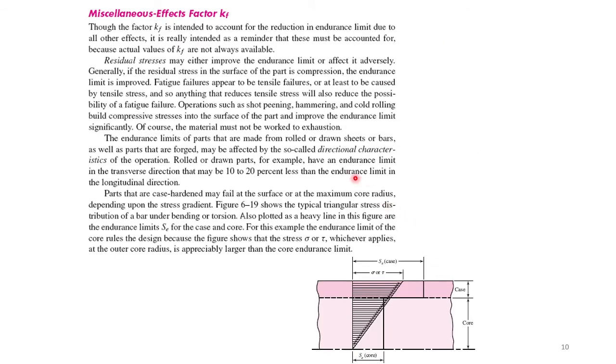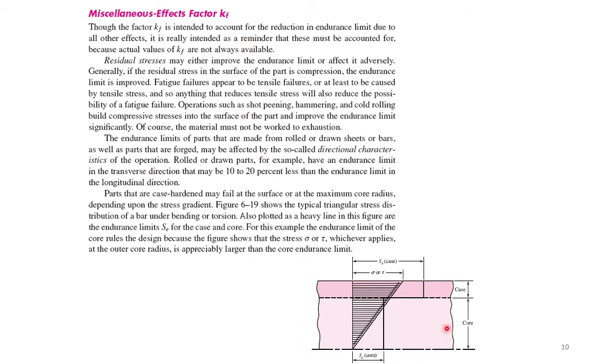Okay, the last modification factor is KF, which is called the miscellaneous effects factor. This KF includes many things. I will leave it for you to read through. This KF will not be taken into account in our problems unless it is stated in the problem statement and I give you the value of KF. If not, then KF is equal to 1. If it is not mentioned in the problem statement, you have to assume a KF of 1.